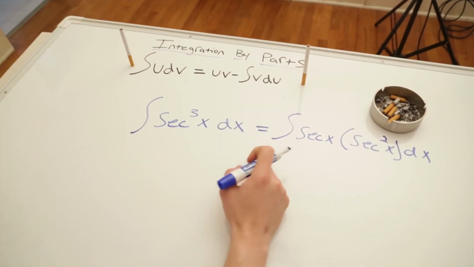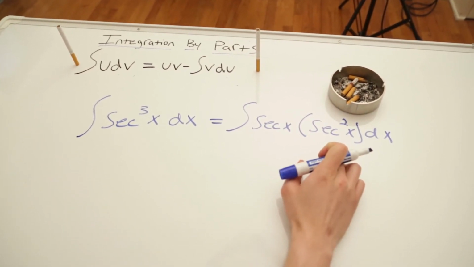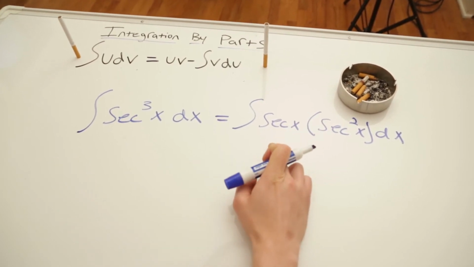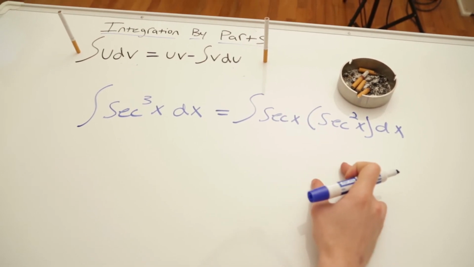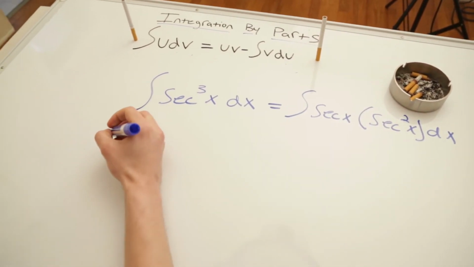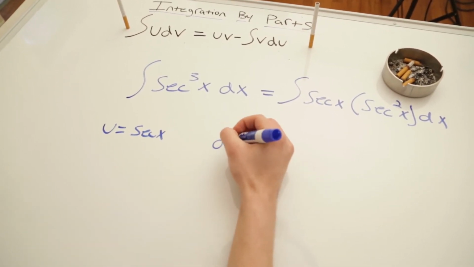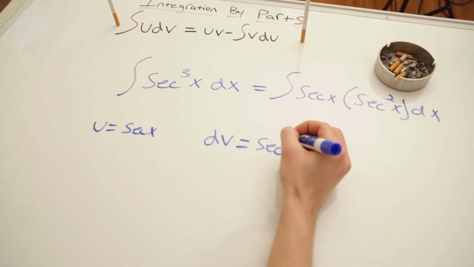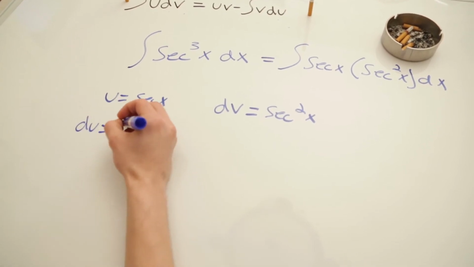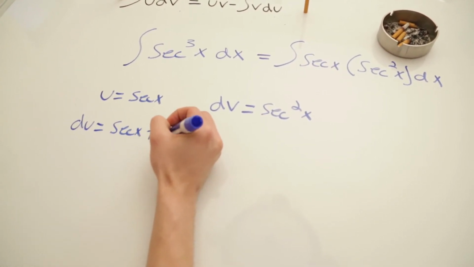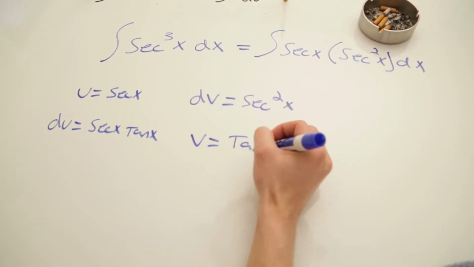We split this up, and we know that the integral of secant squared x is tangent x. So we're going to make our u value secant x, because we're going to be deriving our u value and integrating our dv value, and we want to integrate this one. So we're going to say u equals secant x, and dv equals secant squared x. The derivative of secant x, du, equals secant x tan x. And the integral of our dv is just going to be tan x.